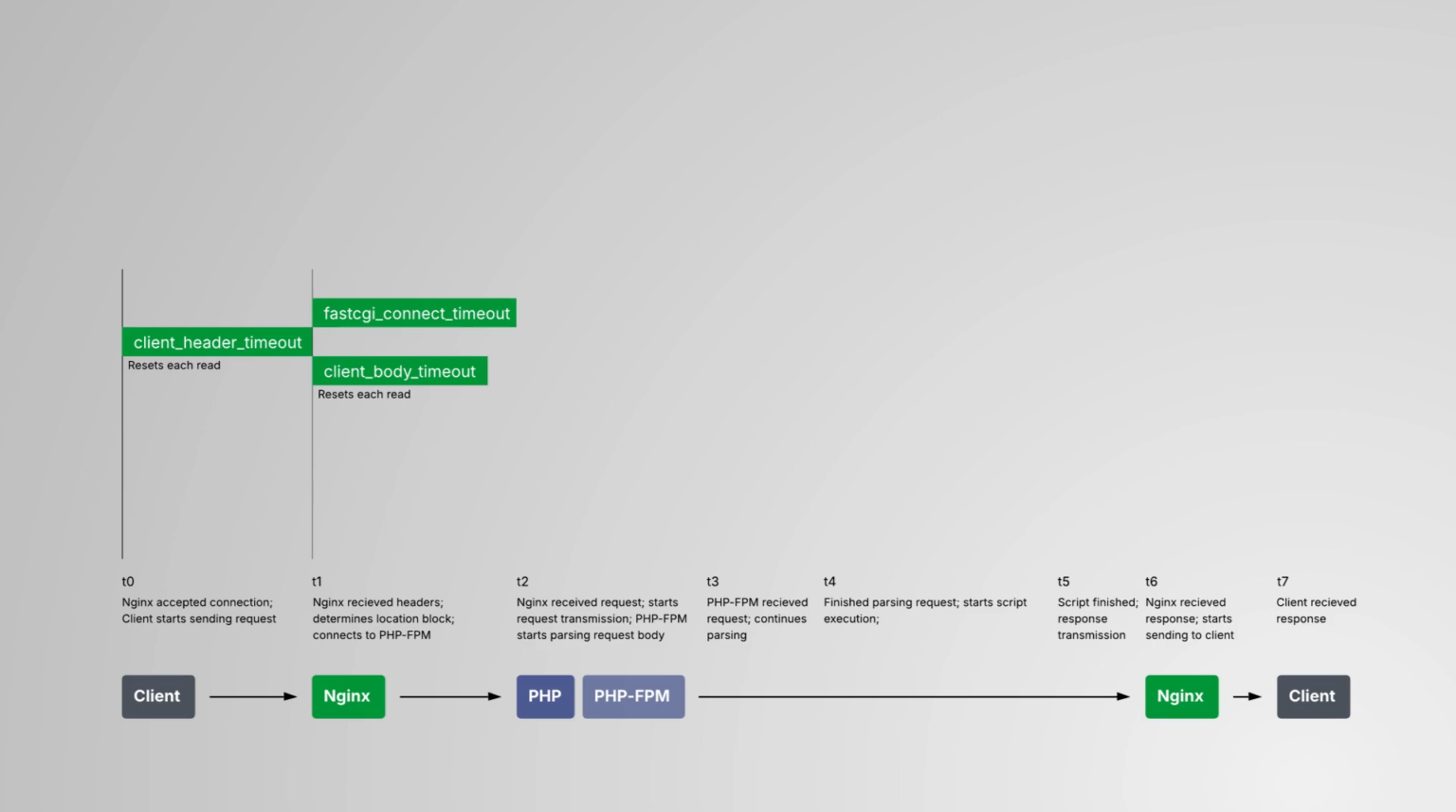Once the body is fully received and the fastcgi connection is established, Nginx begins sending the request to PHP-FPM and starts the fastcgi_send_timeout, and PHP starts the max_input_time. Max input time also covers the parsing of the request body, like populating the $_POST or $_FILES predefined variables, before the script can begin execution.